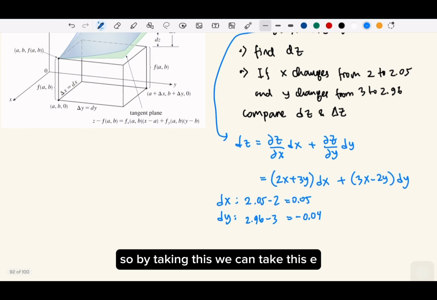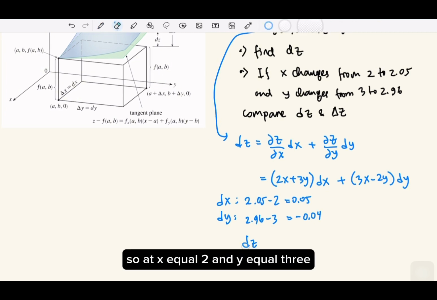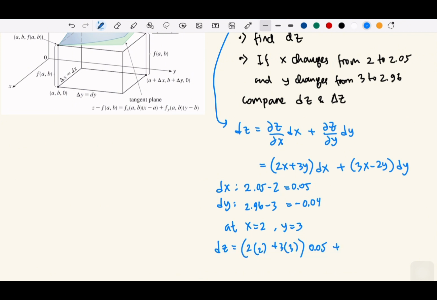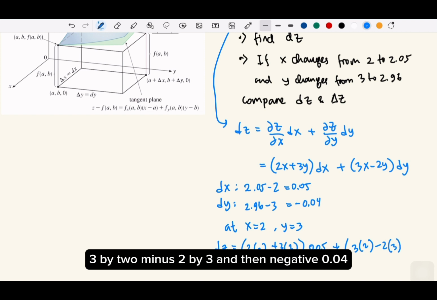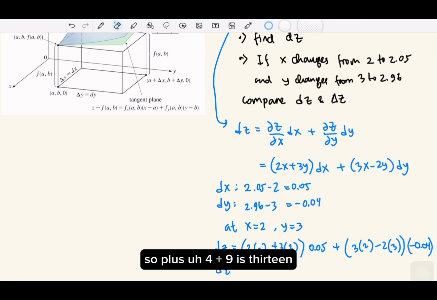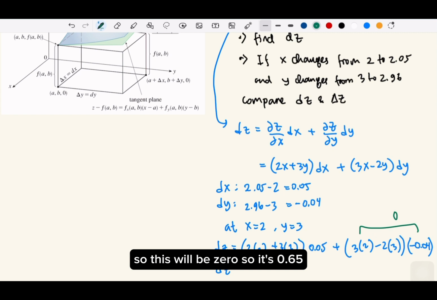So by taking this, we can find dz. At x equal to 2 and y equal to 3, dz is 2 times 2 plus 3 times 3, times dx, which is 0.05, plus 3 times 2 minus 2 times 3, times negative 0.04. So 4 plus 9 is 13, and 13 times 0.05 is 0.65. The second term will be 0, right? So it's 0.65.